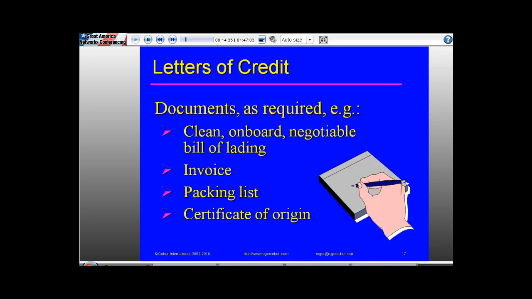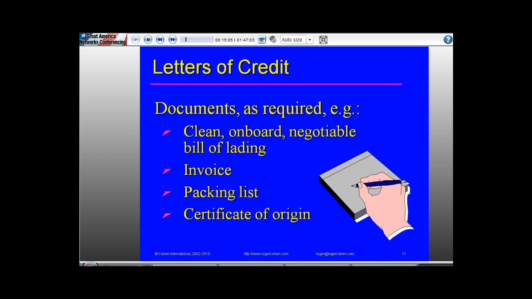For instance, in documents required, we see the typical first document is what's called a clean on board negotiable bill of lading. It's basically a claim check for the cargo. Whoever has the bill of lading could theoretically go to the port when the cargo is at the port, present the bill of lading, and take the cargo. So it's a very valuable document.